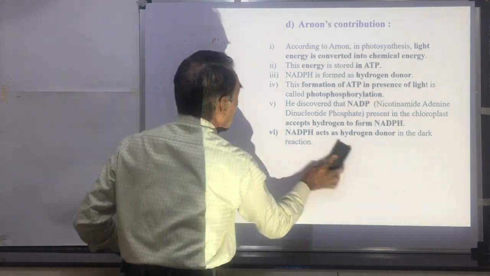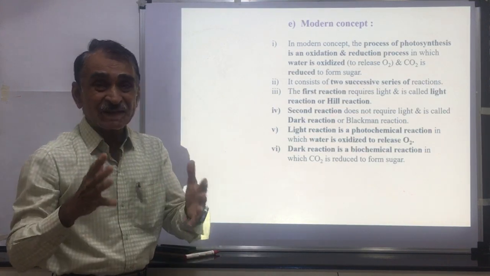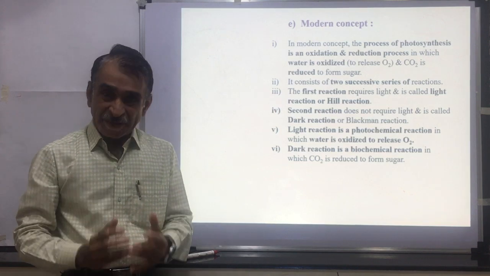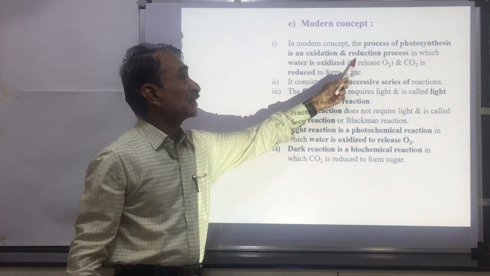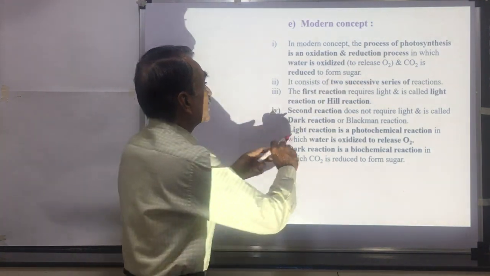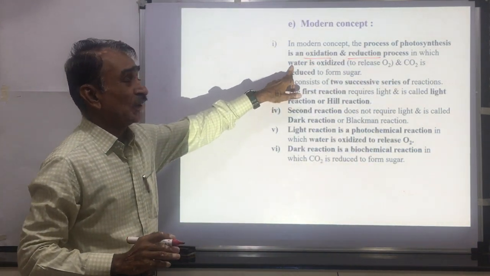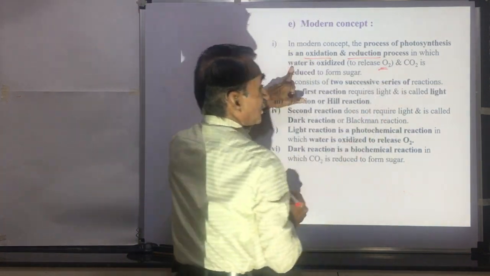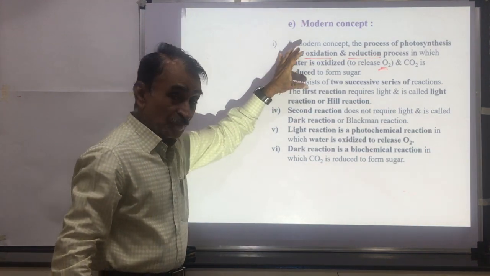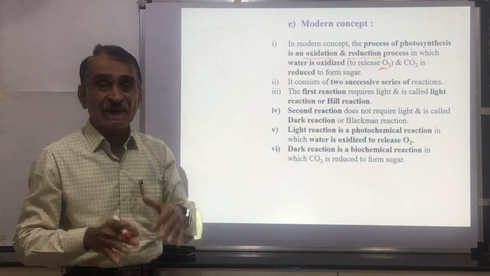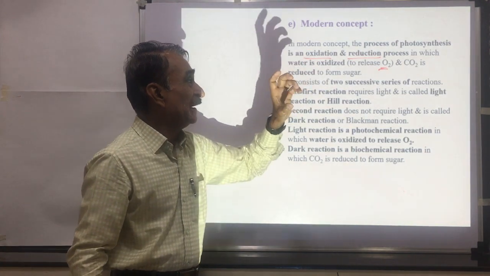The next point is the modern concept. What is the modern concept of the mechanism of photosynthesis? In the modern concept, photosynthesis is an oxidation reduction process in which water is oxidized to evolve oxygen and CO2 is reduced to form carbohydrates.